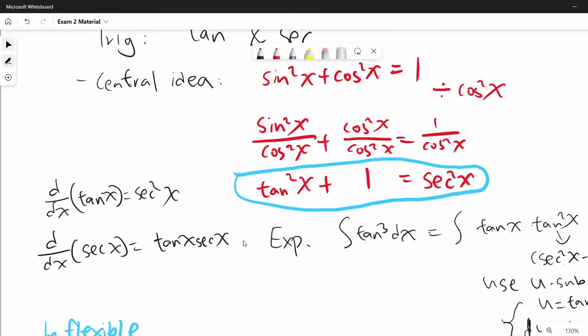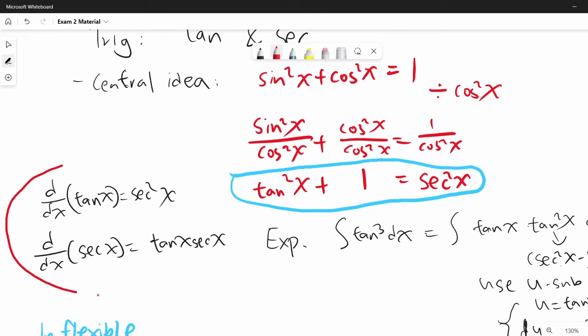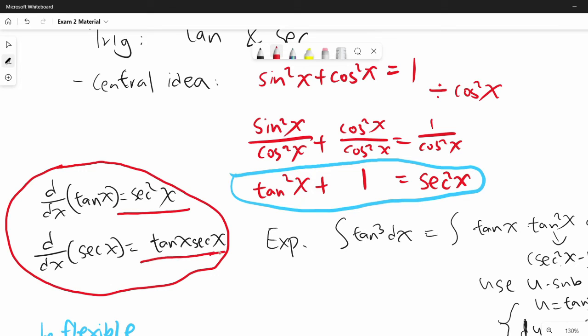And the other identities that you should probably know are the derivatives of tangent and secant. These should be from Calc 1, I think. The derivative of tangent x is secant squared x, and the derivative of secant x is secant x tangent x. And that will come in handy as you do integrals. You go the other way where you u-sub later on with trig sub or anything like that. That would still be coming pretty handy too.